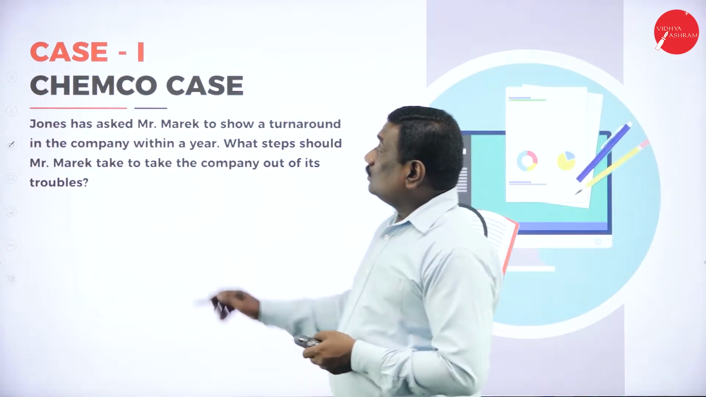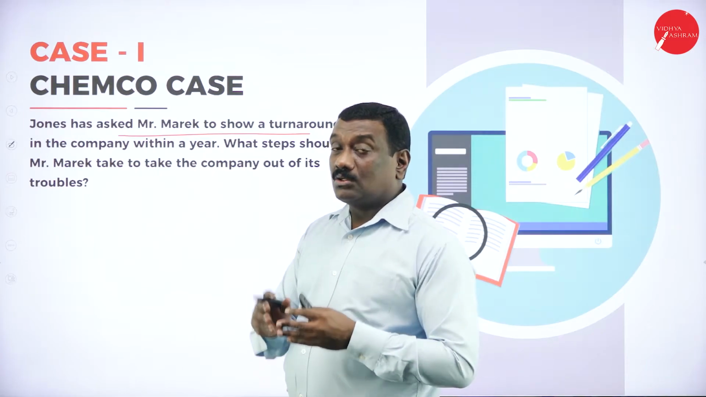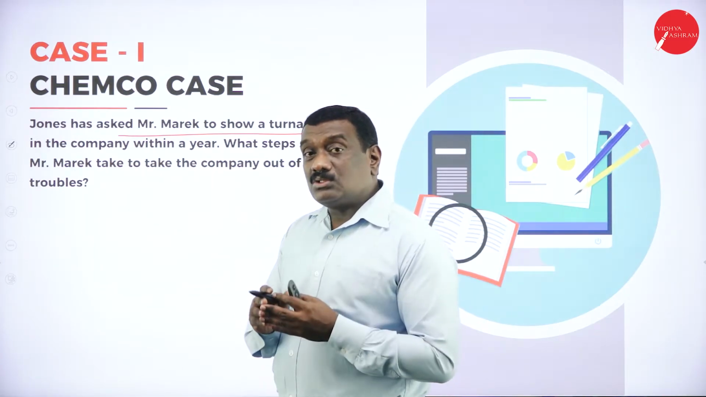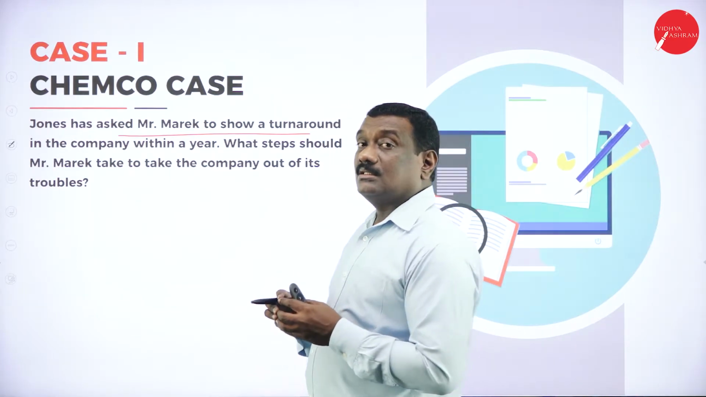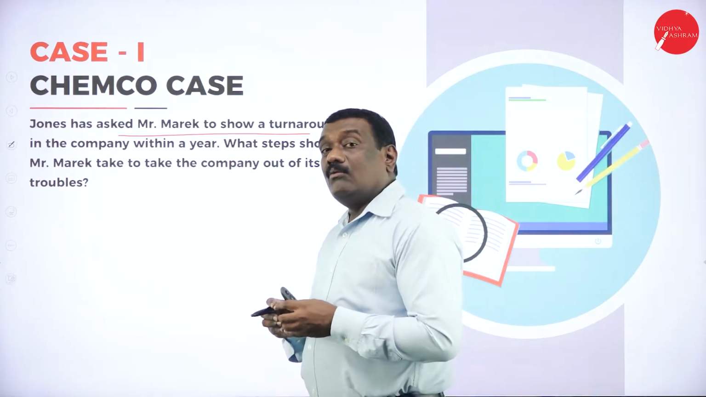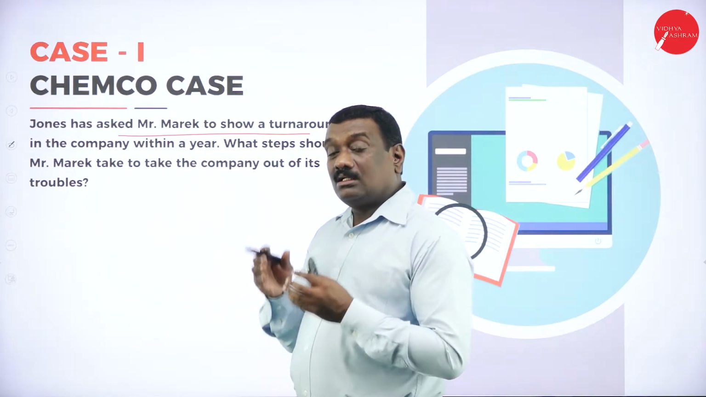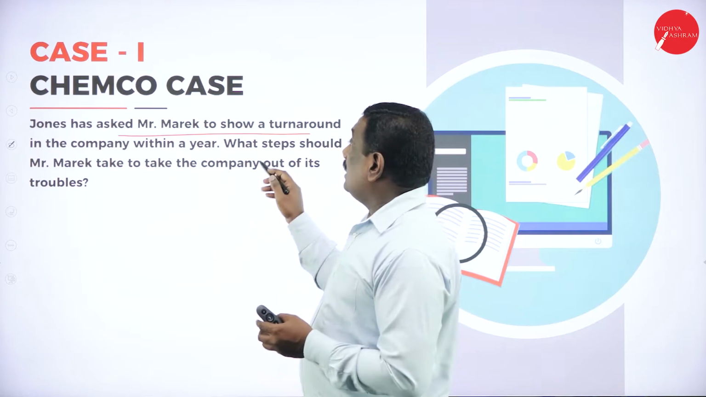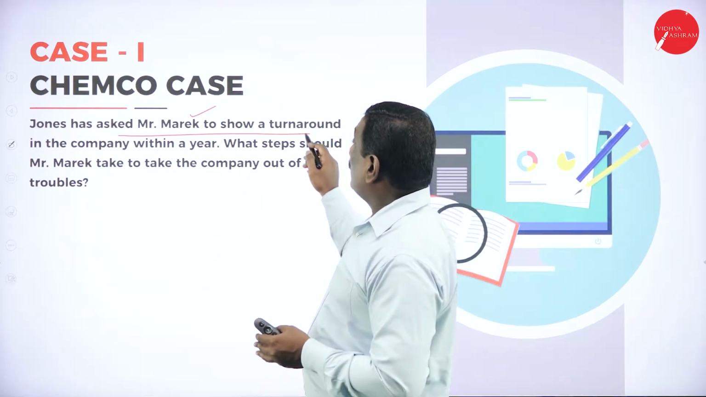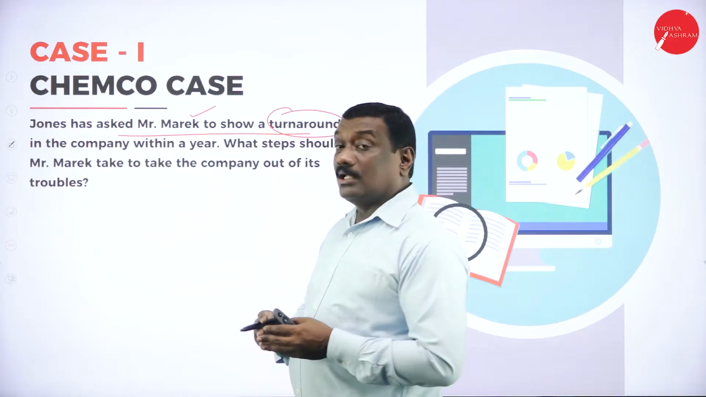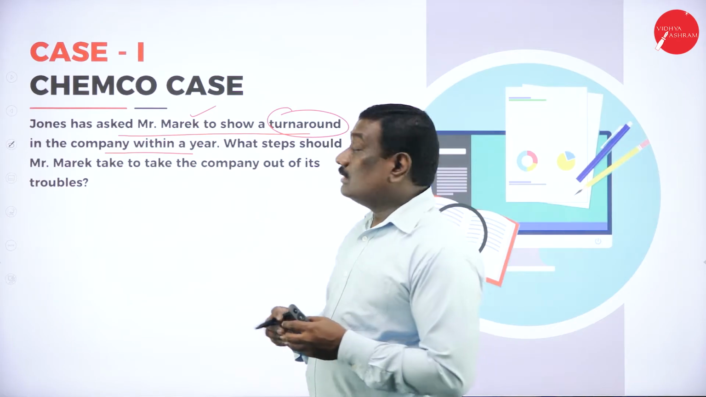Now Mr. Jones had asked Mr. Marek to show the turnover of the company. Mr. Jones, the founder and the owner of Chemco car batteries, diversified and started a new line for trucks, manufacturing batteries. He asked Marek, the senior vice president of marketing, to show what the turnover of the company would be within a year.